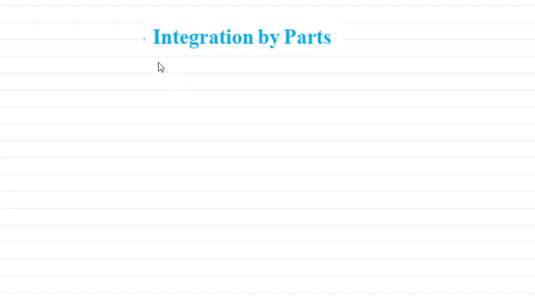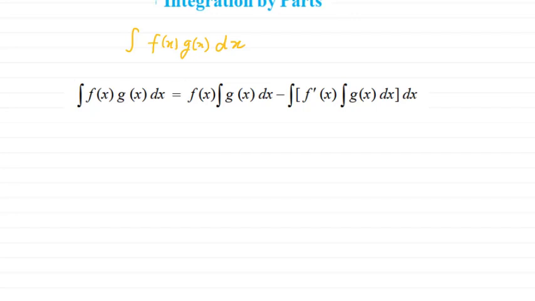Today we will see integration by parts. Whenever you get two functions like f(x) into g(x) and you have to integrate this kind of function, that time we can use integration by parts. For doing this you have this formula. Suppose this is the first function and this is the second function. Then first function as it is, integration of second function, minus differentiation of the first function, integration of second function, then integration of the whole.